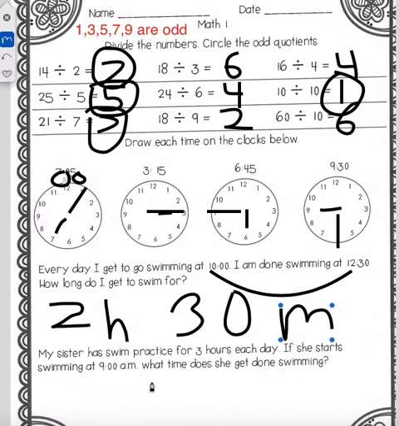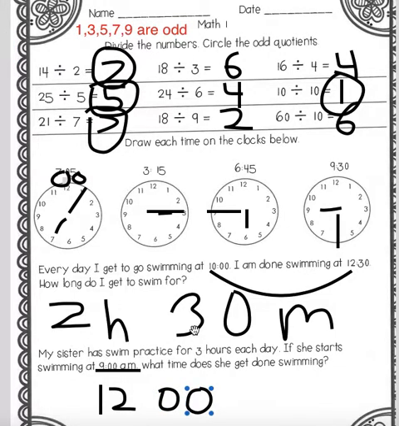My sister has swim practice for 3 hours each day. She starts swimming at 9 a.m. What time does she get done swimming? So if she starts swimming at 9 a.m., we want to add 3 hours to that. So if we add 3 to 9, it would be 10, 11, 12. So it would be 12. Giving me a hard time making the dots here, but you get the gist. And actually, it would not be AM anymore, because once it hits 12 o'clock in the afternoon, it is considered PM.